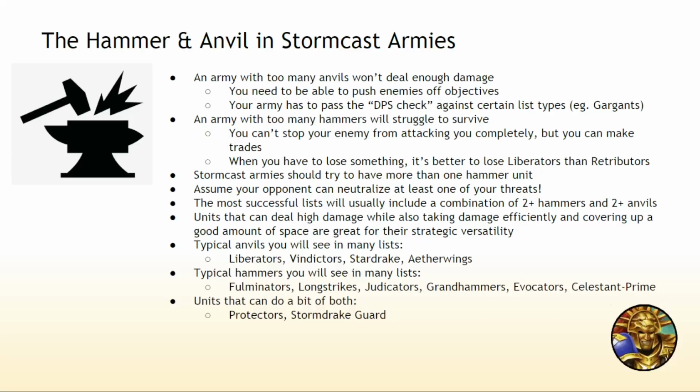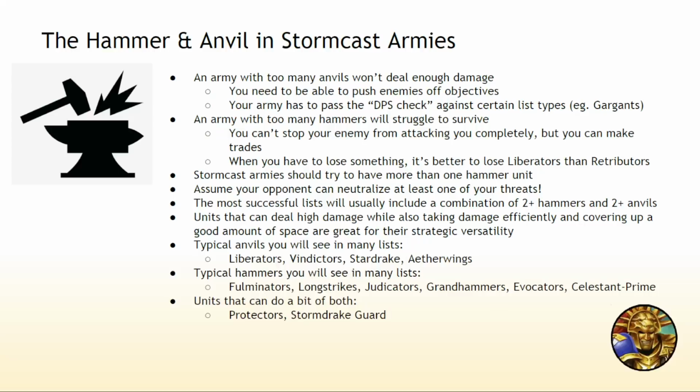So typical anvils you'll see in a lot of lists are going to be Liberators in particular, which are very cheap. They fill a lot of battleline slots. You're going to see Vindictors because Liberators and Vindictors are pretty much the same thing, but Vindictors scale better with buffs. So you're going to see squads of 10 or 15 buffed up with Lord Castellan, Mystic Shield, things like that. You're going to see Star Drakes. They can reduce enemy hit and wound rolls. They can stack a bunch of save buffs. They have a huge base, so they make a good anvil. And you're going to see Aetherwings a lot as well because they're just very cheap and disposable. And cheap disposable bodies is something that Stormcast struggle with. Aetherwings are the perfect unit for that.